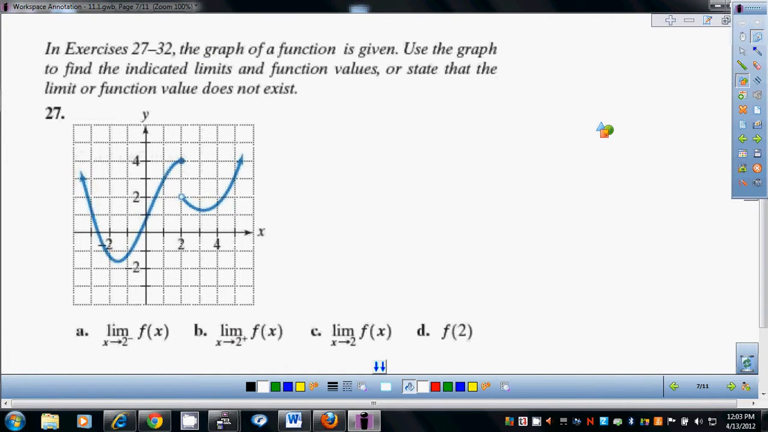All right. Here's one that's very broken. Now, notice the minus and plus sign after the 2. That means from the left side and from the right side. And I'll show you that right now. Part A. This says, what is the limit of the function as x approaches 2, but only from the left-hand side? So you can use your hand to cover it up.